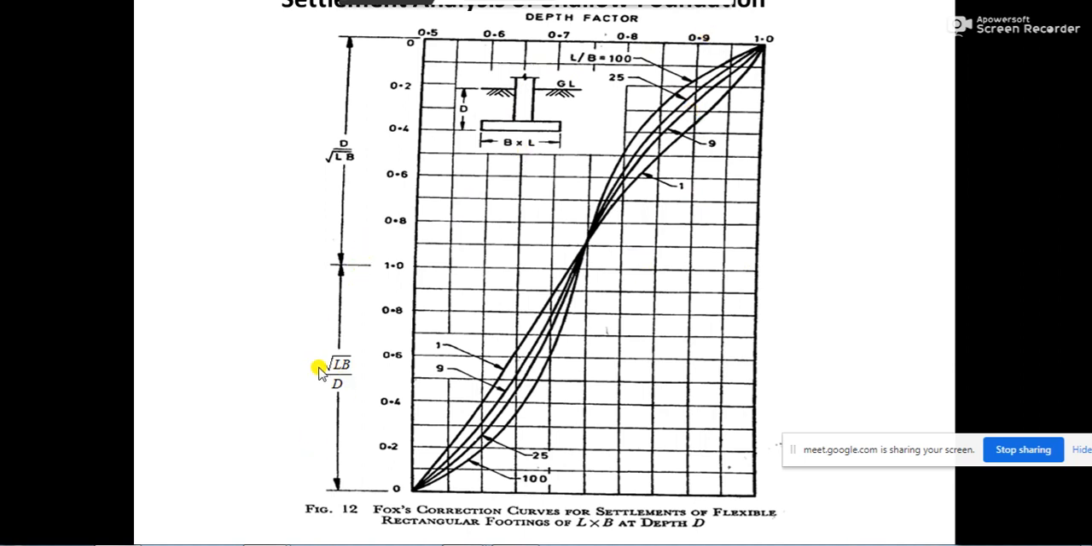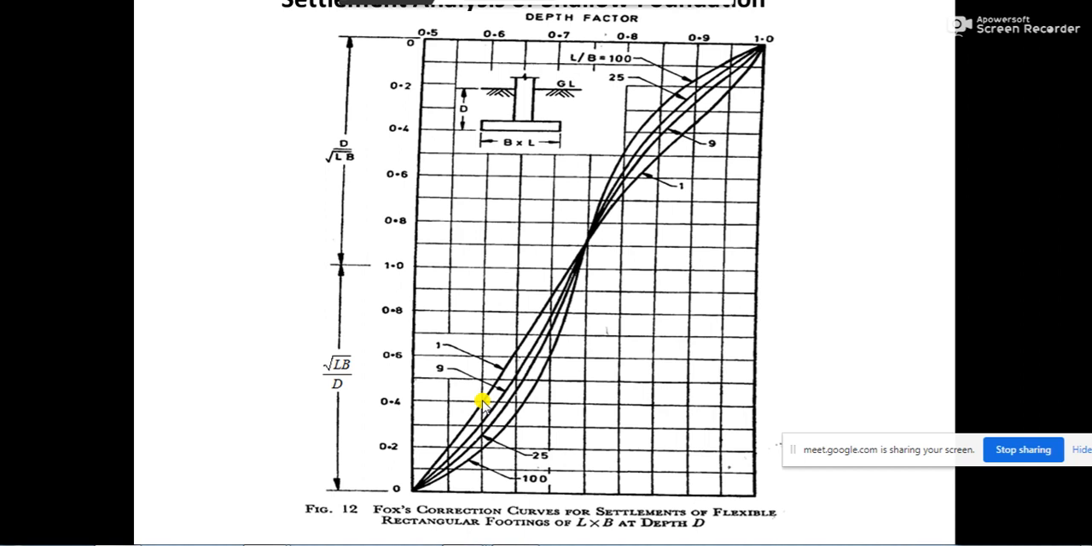If you are not getting d over root over LB between 0 to 1, then what should you do? You should calculate the value of root over LB by d. And if you find that root over LB by d remains between 0 to 1, then you take the value from the lower portion of this chart. Have you understood the use of this? Basically, using the same chart, you should be able to find the value of the depth factor by reversing the ratio of d by root over LB.